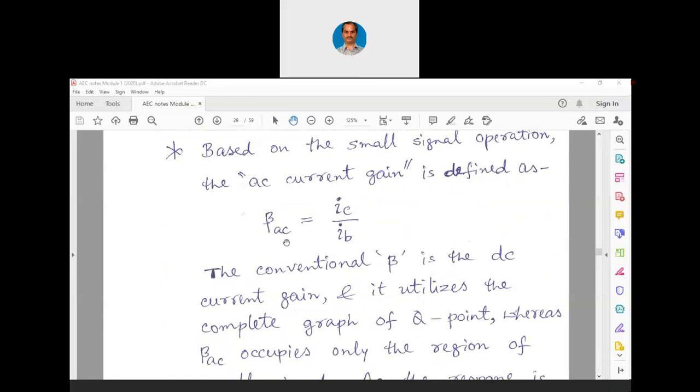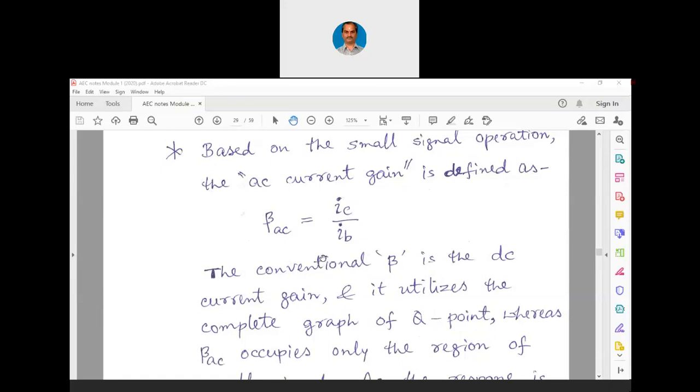We can define it as beta AC equals small ic divided by small ib. Just like we have the conventional beta, which is capital IC by capital IB, that is the DC current gain. For a small signal operation, we can have the AC current gain as well, that is output AC current divided by input AC current. But it does not matter much here. You don't have to worry that we will have 2 betas now. This is only a theoretical explanation for the beta.